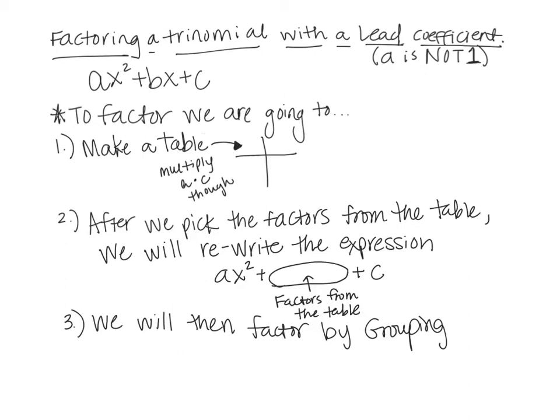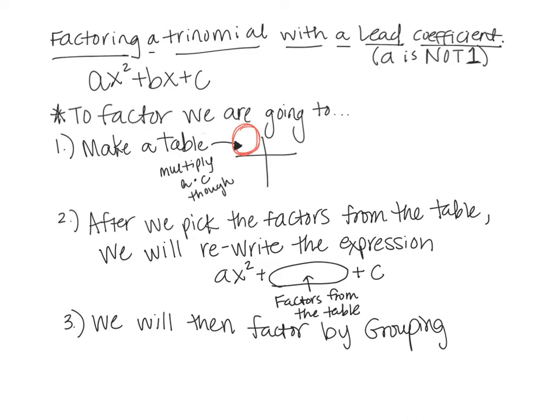Okay, in this video we're going to review how to factor a trinomial when there is a lead coefficient. So that means there's going to be a number in front of my x squared. So to factor, we're going to make one of those same tables that we made when a was 1, but this time, to begin with, we're going to start off and multiply a times c to put our number into the table.